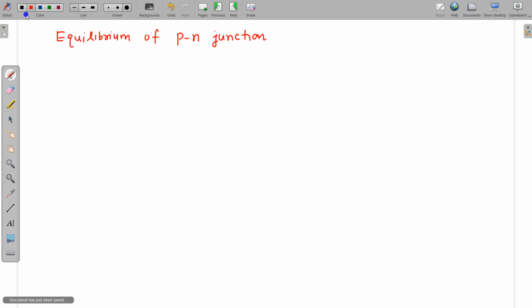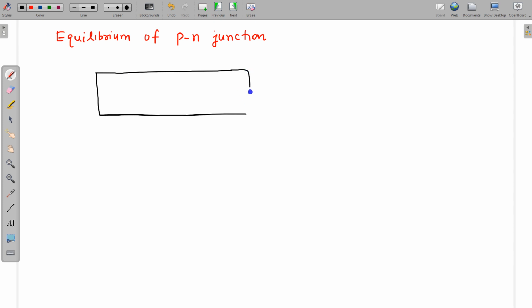The next topic is equilibrium of p-n junction. Suppose this is a p-n junction. Here is the p side, this is the n side, this is the junction, and this is the depletion layer. So we have studied that due to concentration difference, the holes and electrons are diffusing like this, and due to this there is a diffusion current in this direction, and diffusion current is due to the majority charge carriers.